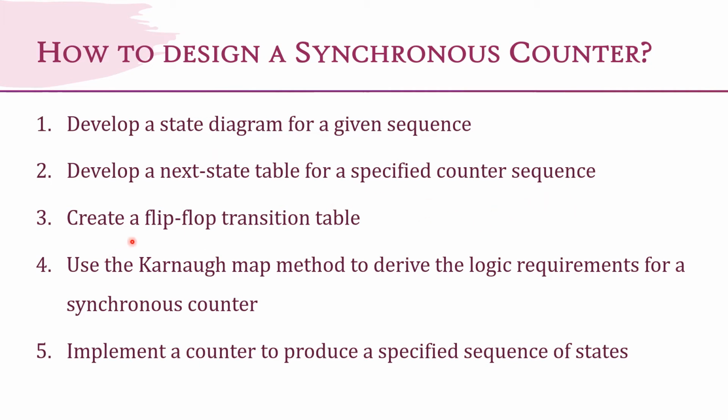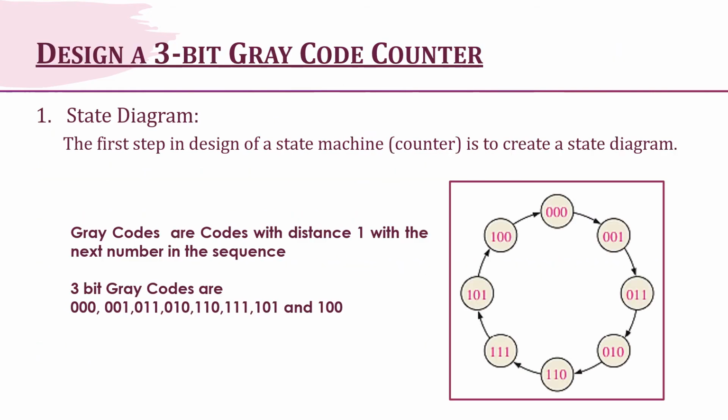Then create a flip-flop transition table. Use the K-map method to derive the logic requirements for a synchronous counter. That means we need to obtain the minimal expression. Then implement the counter to produce a specified sequence of states based on this minimal expression. Now let's design a 3-bit gray code counter.